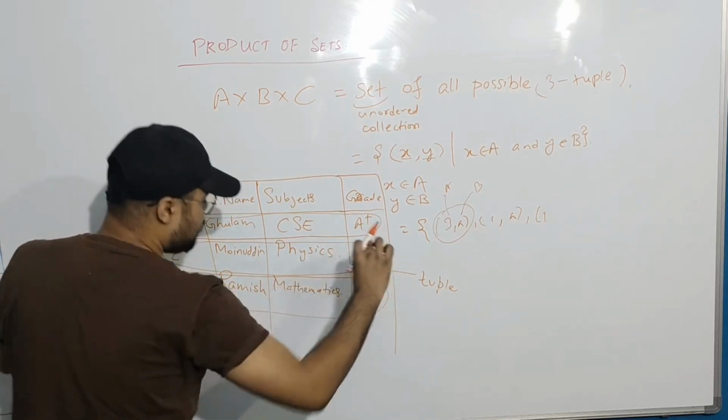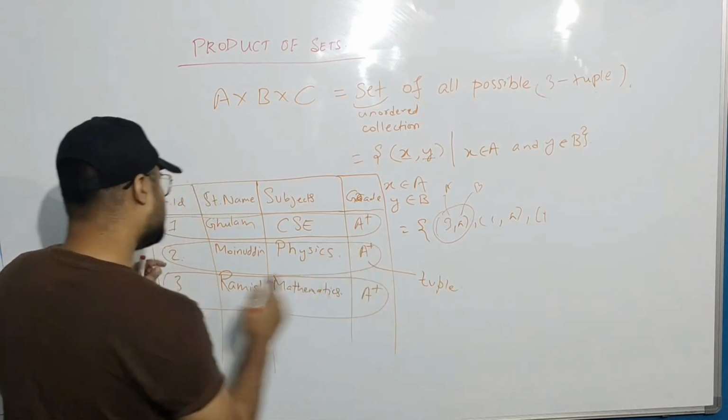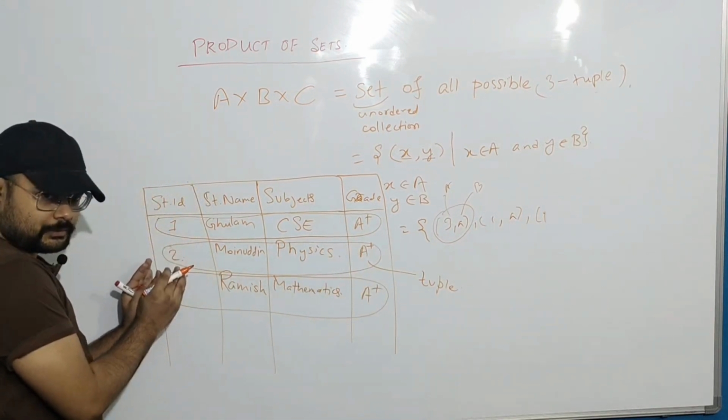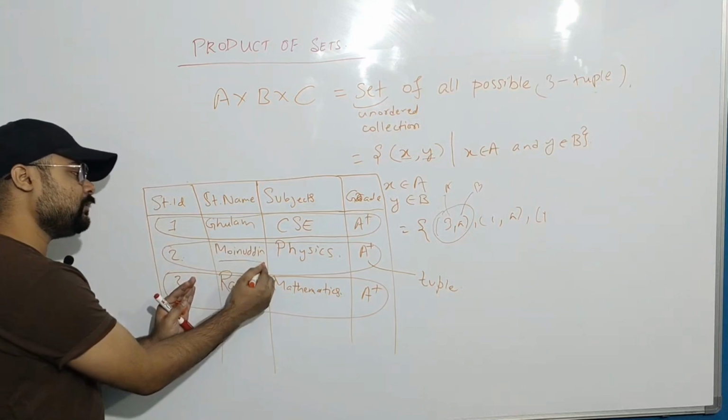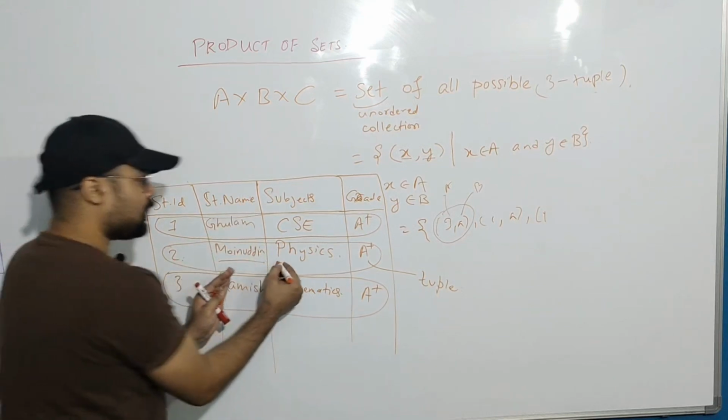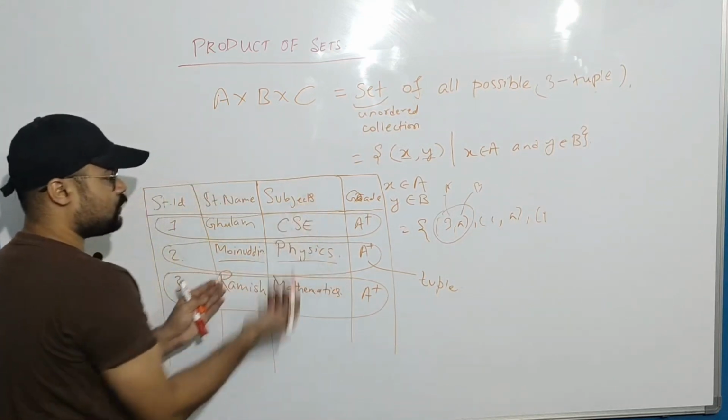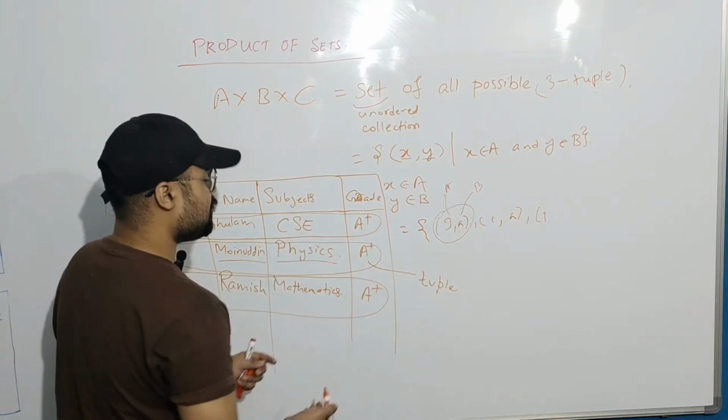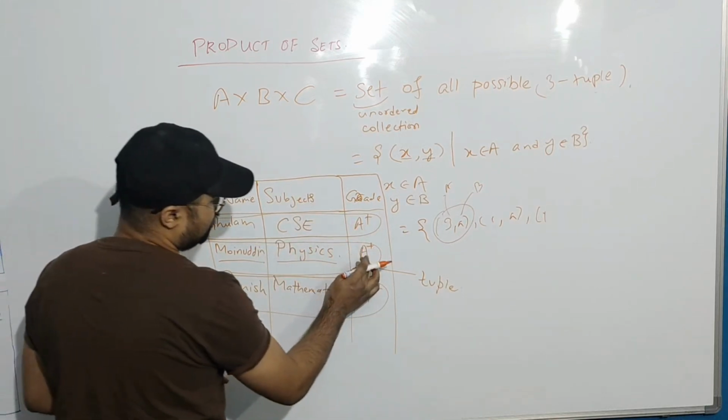But if you just take the tuple out, then the first element has to be a number. Second element is a string, which is the name of the student. Third element is a string, which is the student subject. Fourth element is a grade.